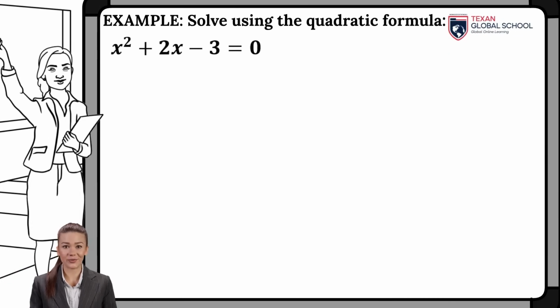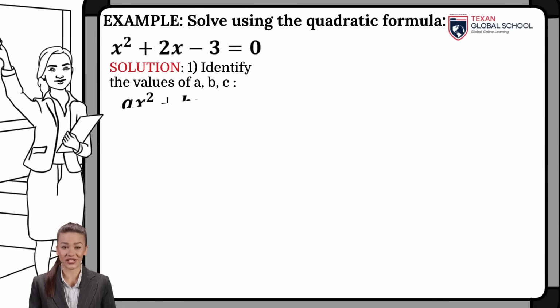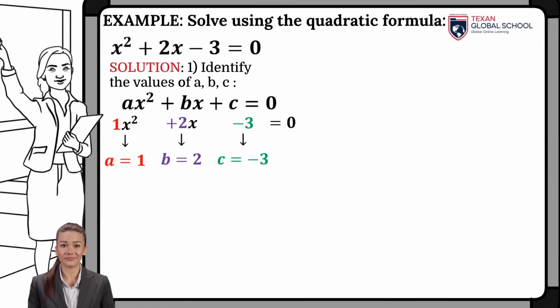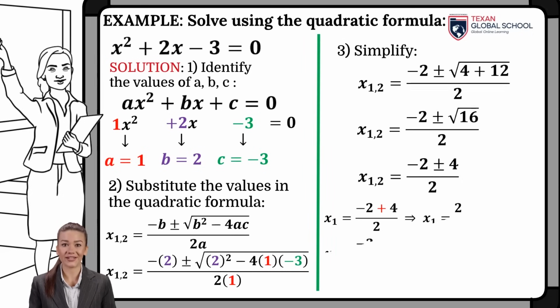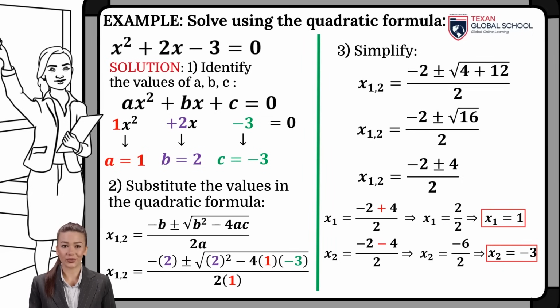This last example will solve the given quadratic equation by the quadratic formula. Since the equation is already set equal to 0, we then identify the values of a, b, and c. We can see that a is equal to 1, b is 2, and c is -3. We then substitute in the quadratic formula. We simplify, in order to obtain the roots of the equation. x equal to 1 and -3.